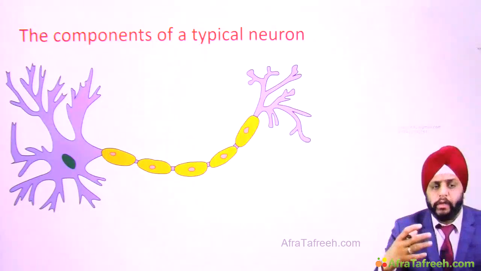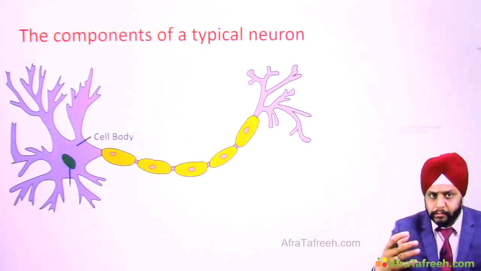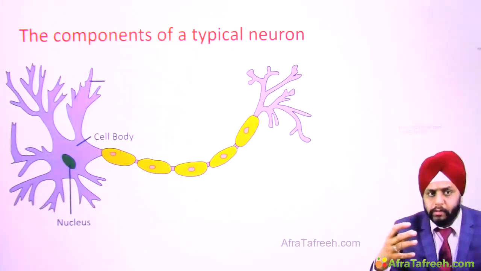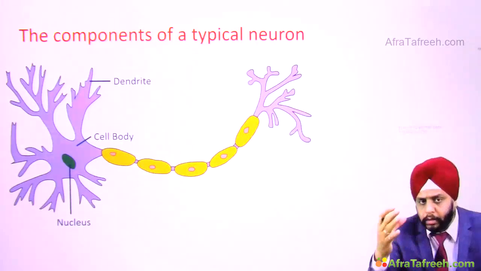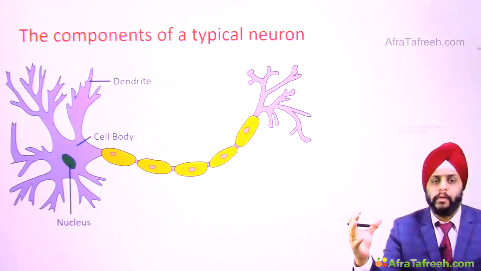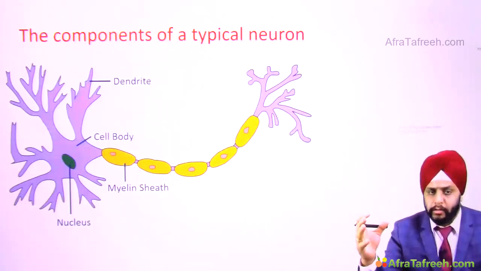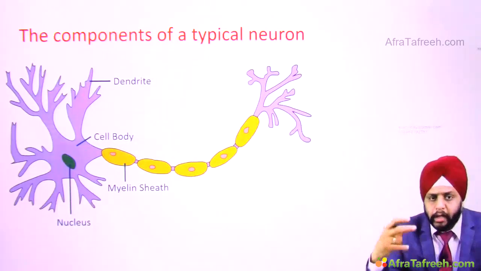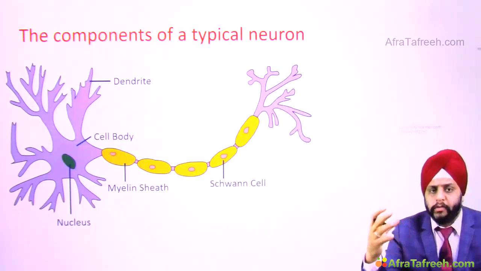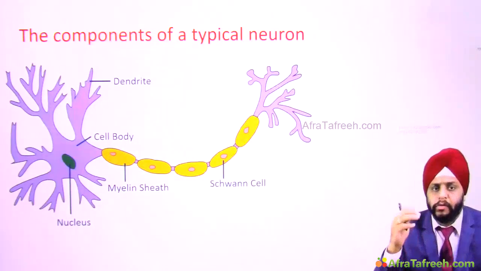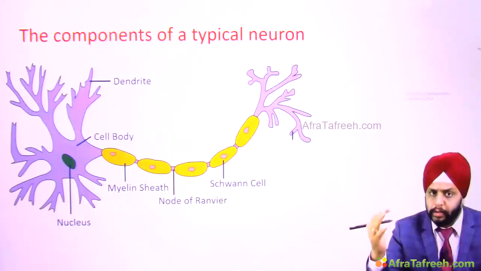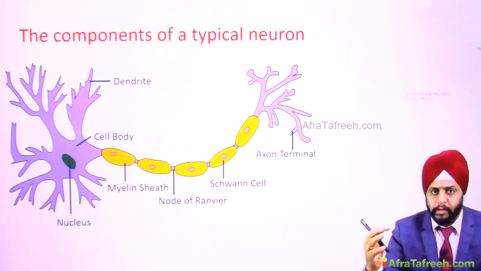You see, this is the neuron, it has a cell body. Now you can see the nucleus in the cell body, you can see the dendrites. Then it has an axon. This axon is covered by the myelin sheath. This myelin sheath is formed by Schwann cells, and in between the Schwann cells you can see the nodes of Ranvier, and these are the axon terminals.